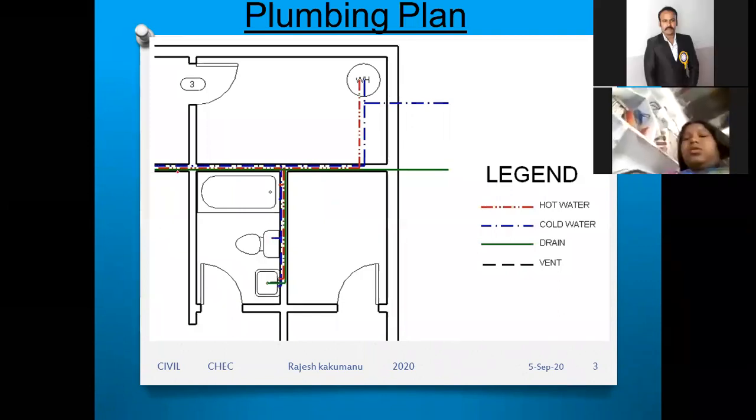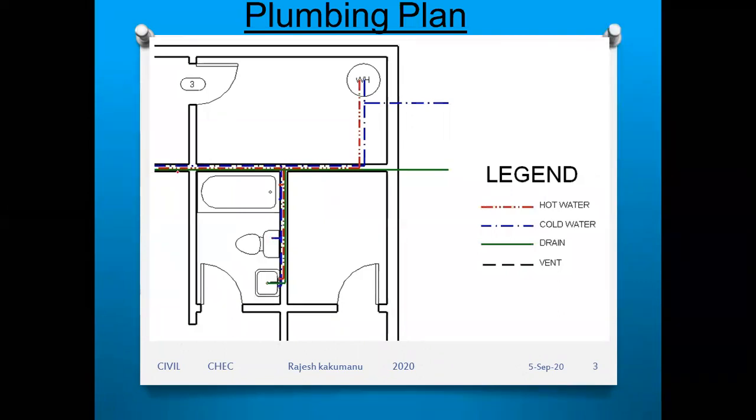As a civil engineer or an architectural engineer, if you want to have a plumbing plan, whenever you are constructing a house, apart from the civil plan, the plumbing and the house wiring are very important along with the construction plan. Now, if you see the legend, the legend means the key to what you are seeing in the drawings. The red color gives the hot water symbol. The dark blue color gives the cold water symbol. The green color gives the drain. The dotted hatch lines show the vent.